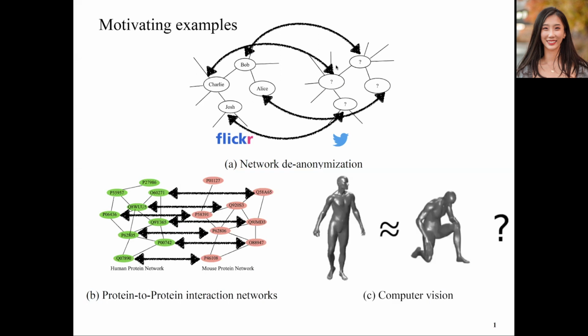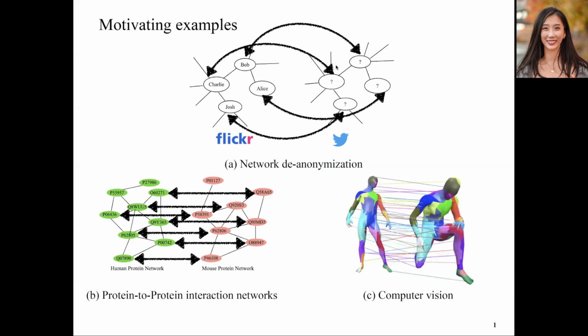The third example is on computer vision. Here we have two 3D shapes of the same human body. Then by applying the graph matching technique, we can analyze how the human body moves.